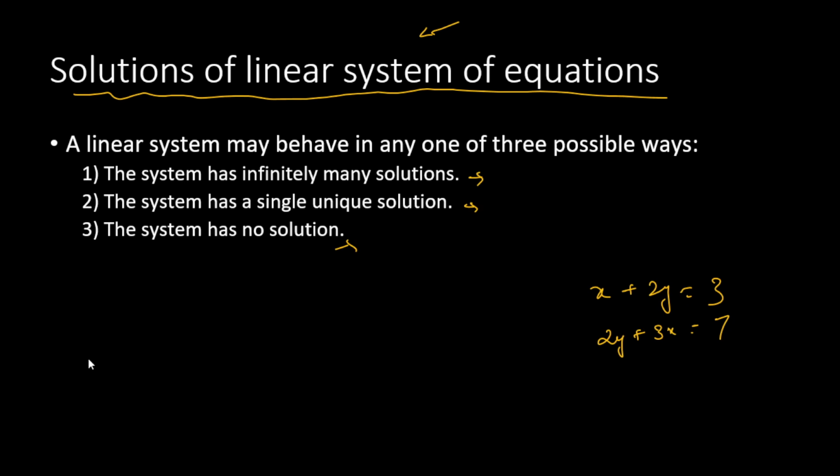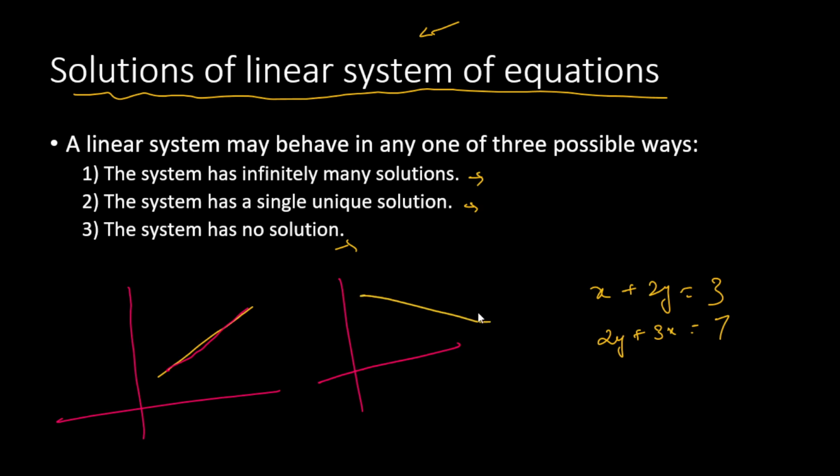If we remember the graph, when we have infinitely many solutions, that means the graphs lie on the same line. What about the unique solution? When the graphs intersect, then we get a unique solution. And how do we get no solution? We get no solution when both the graphs are parallel to each other. Parallel means the distance between both the lines is the same at every place.